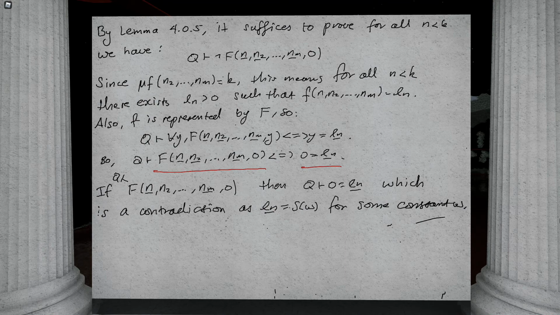So the conclusion is that Q cannot prove the statement for this particular n. Yes, yeah. And it's not just this particular one, it's for all of the n's that are less than k, right? Yeah. Which is what we had to show.